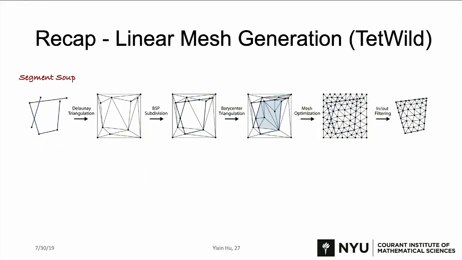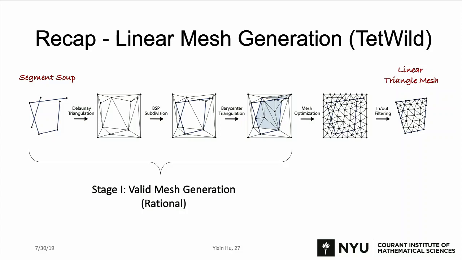Tetwald takes a segment soup as input and produces a linear triangle mesh that conforms to or approximates the input within an epsilon envelope. The pipeline of Tetwald can be divided into two stages. The first stage generates a valid triangle mesh in rationals and exactly preserves the input. Note that in this stage, all computations are done in rationals. The key step of this stage is BSP subdivision, which uses the lines of input segments to subdivide the domain and generate a convex polygonal mesh in rationals, which can then be easily triangulated.